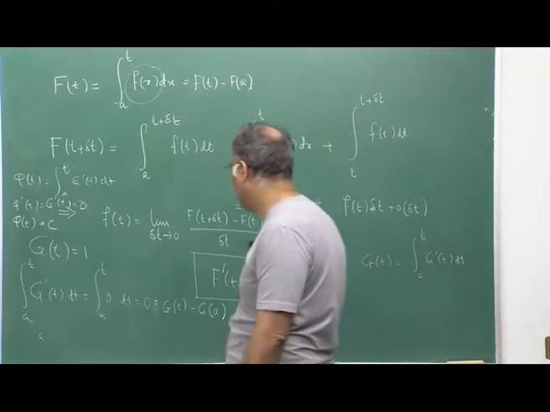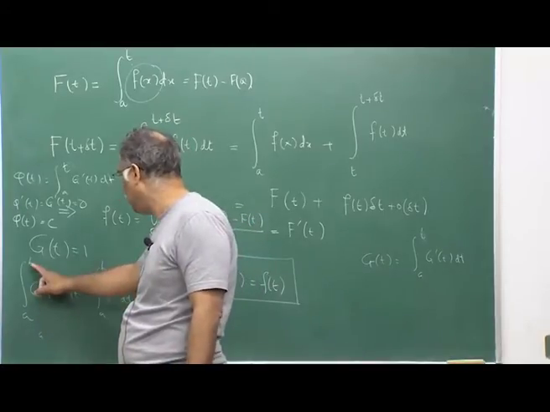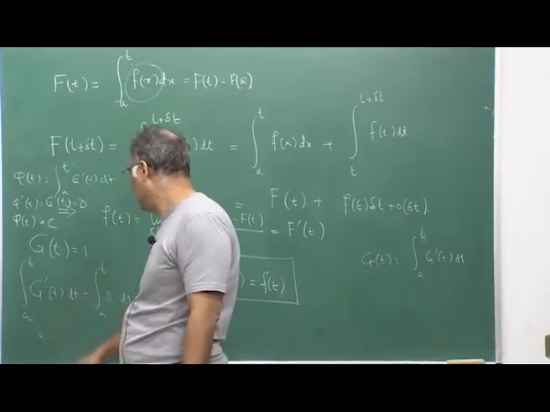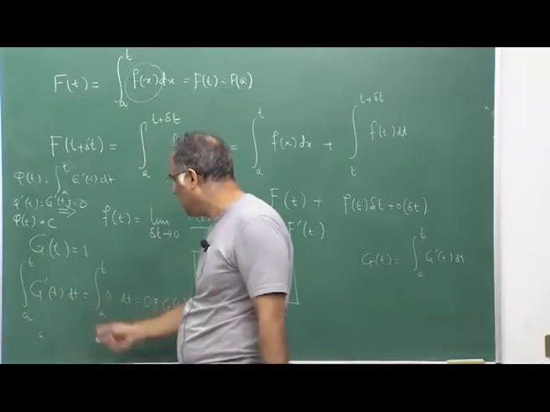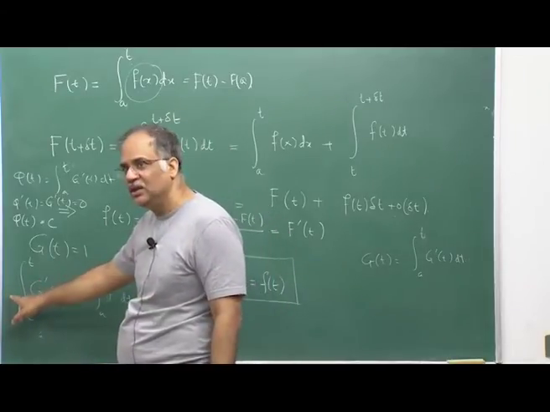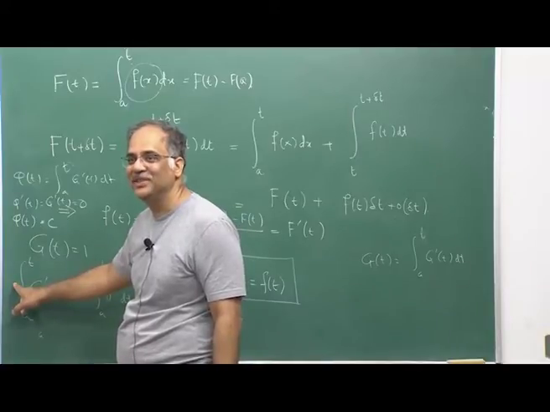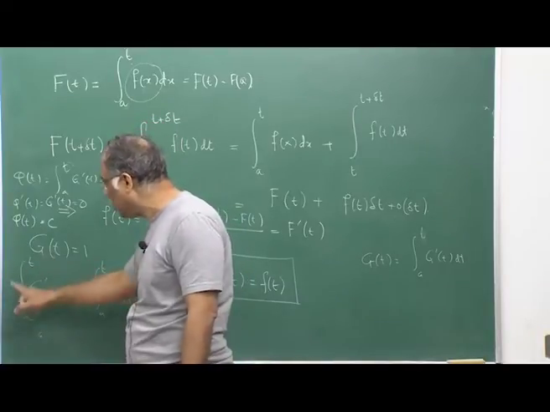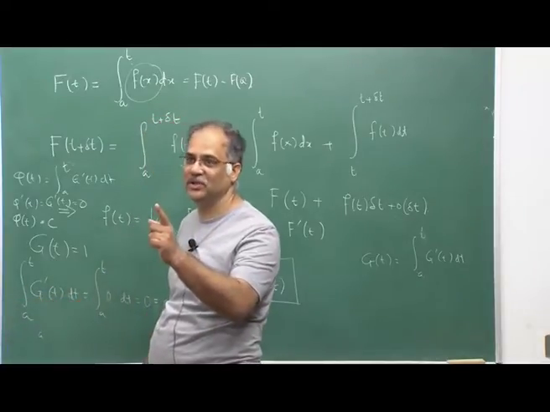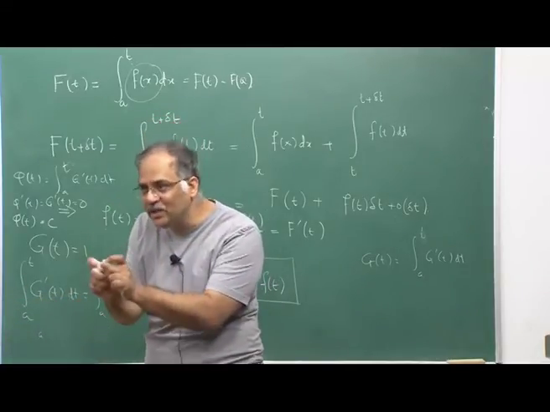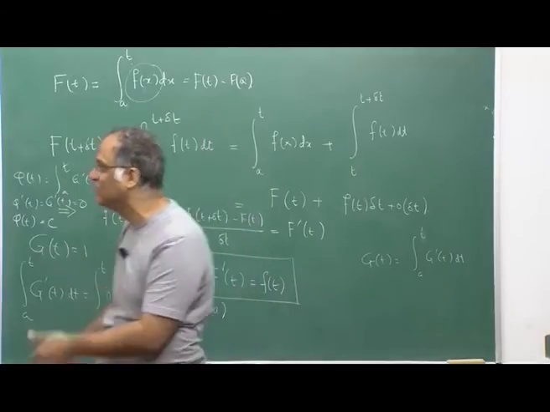Because if I put a to a, it is actually giving me back 0, but G(a), if I put this as G, G(a) is not 0. So this function is not the G(t) function, it is some other function which is the 0 function, and that 0 function can now be represented as a difference of these two.